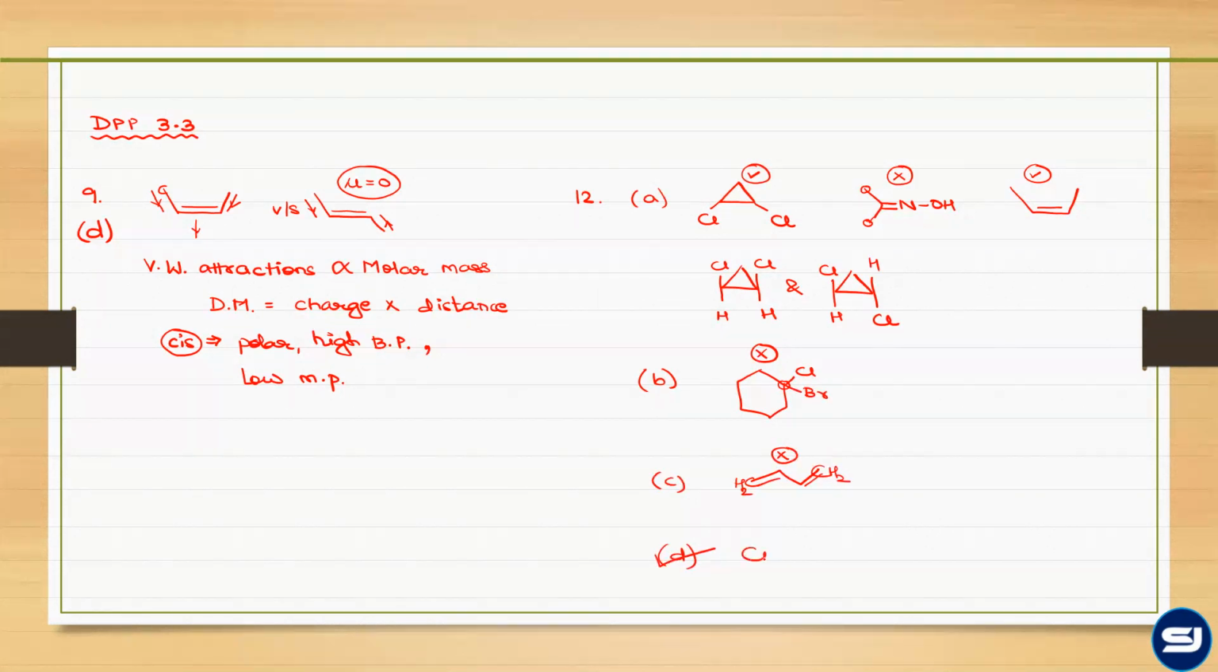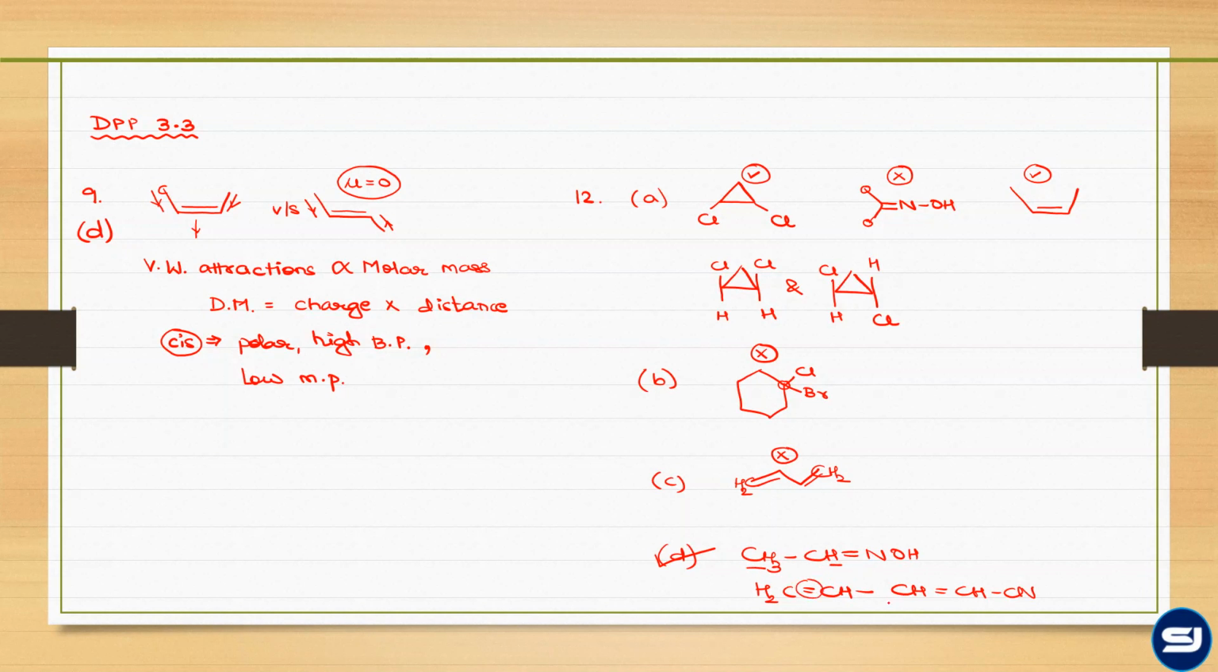Let's check it. We have the first one as CH3CH=NOH. Now this is the oxime of acetaldehyde, which has different substituents on the double bonded carbon. So this will show GI. And the next one is a diene. Now in the diene, is this double bond a geometric center?